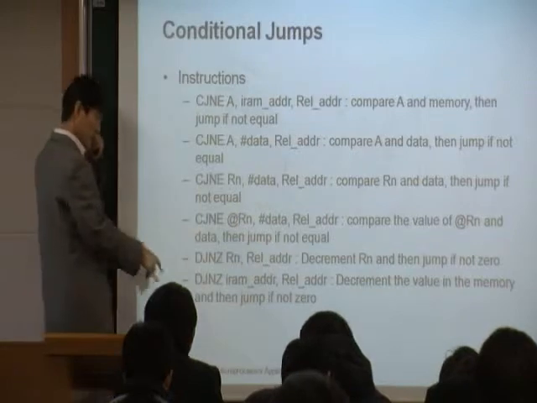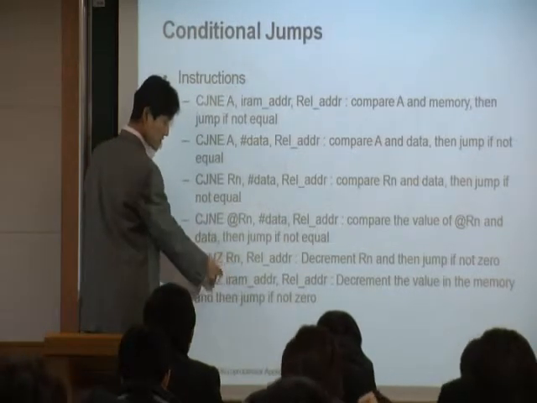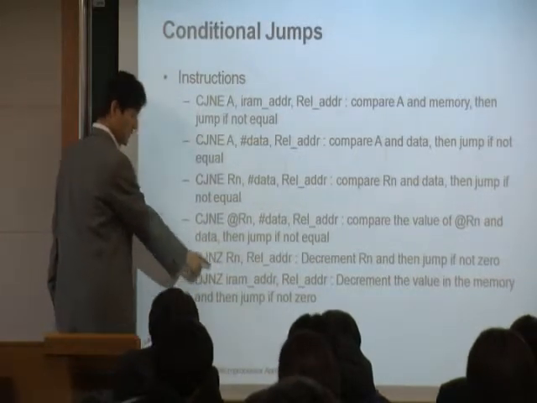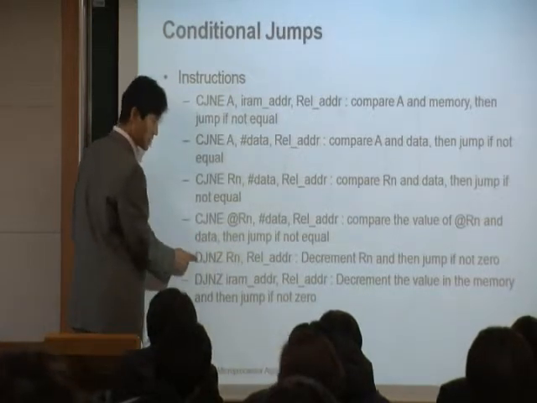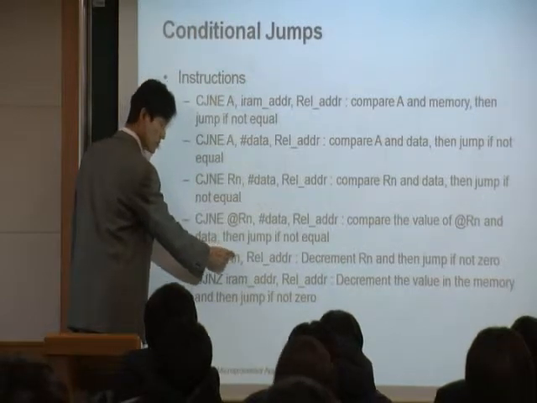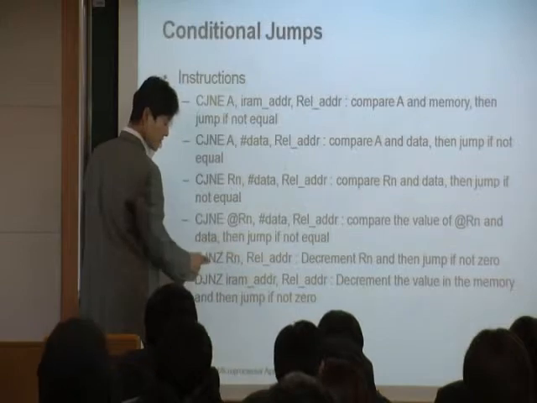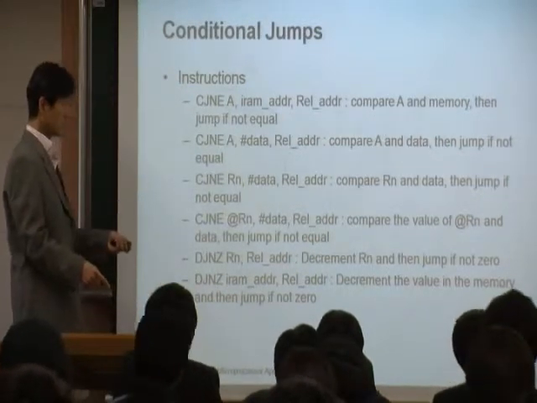So let's see what that means. The DJNZ has 2 operands. First one is, let's say, R0 or R1, something like this. So if this value R0, actually you first decrement the value in R0. Okay? First you decrement this, and later you compare this value. If that is not 0, then you jump. So you first decrement this value.